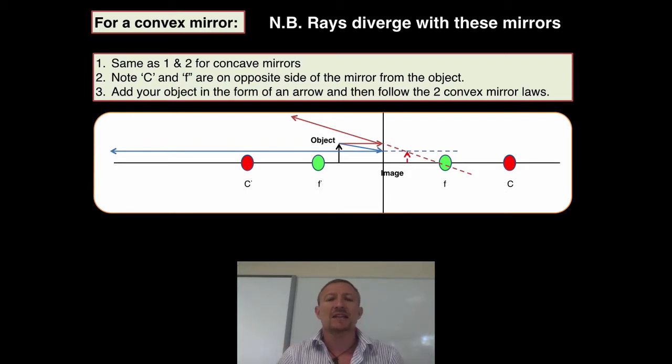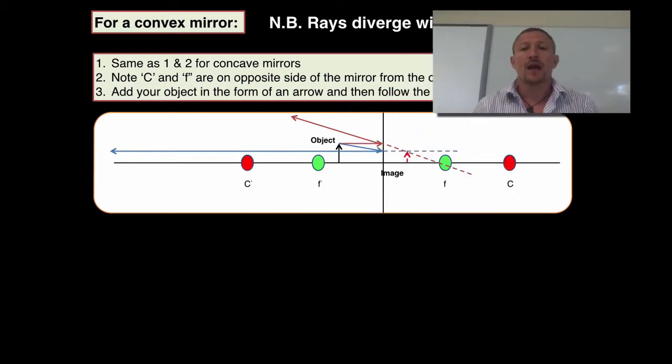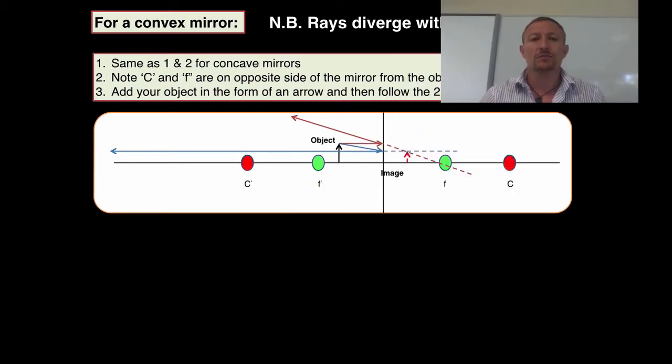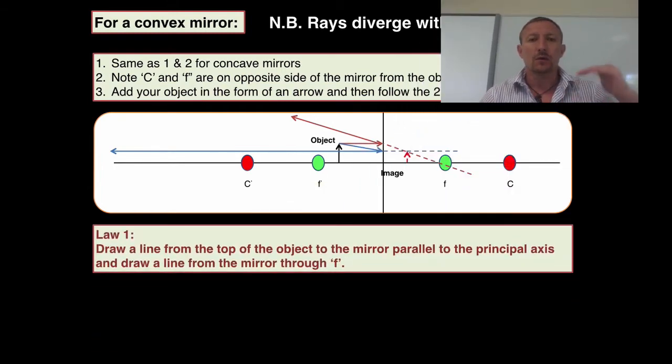Now when we draw our diagram, you can see I've got C dash and F dash. That just gives me an indication of what I would call the far focal point and the far center of curvature. But it's the F and C on the right hand side which I am particularly interested in. And I follow the laws as normal. So let's start off with law 1. We go horizontal with the principal axis, and then I draw a line from the focal point, noticing it's on the right hand side.